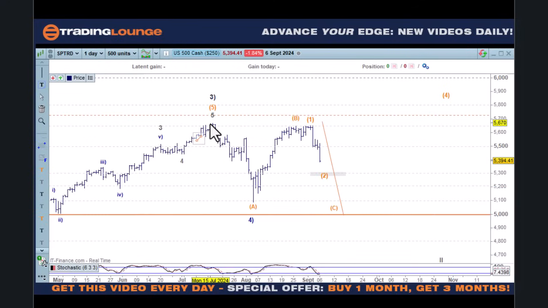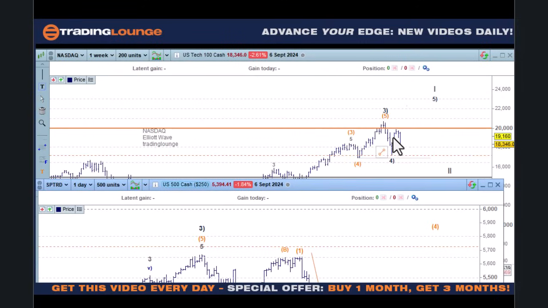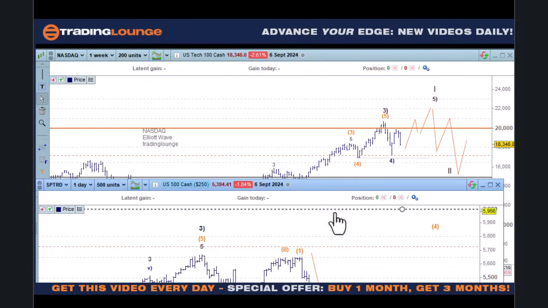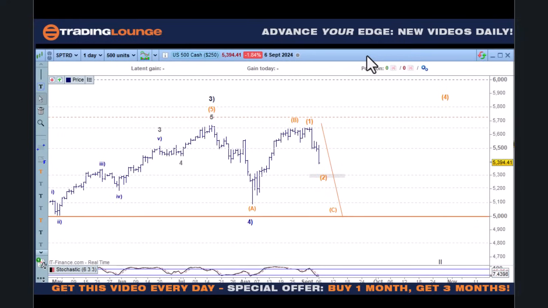But we haven't made a new high above the S&P, and we haven't made a new high above the NASDAQ here either. So that's why I was thinking that I've had this count for a long time, looking for a 3, 4, 5 to top this out here and then have this ABC pattern come into play.